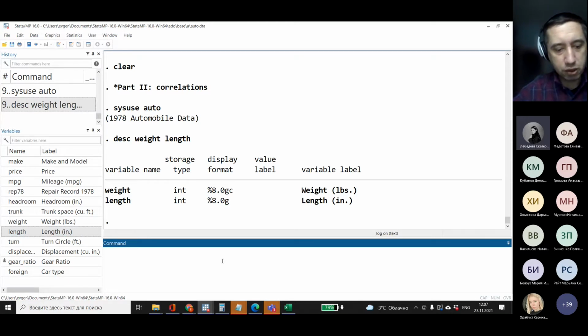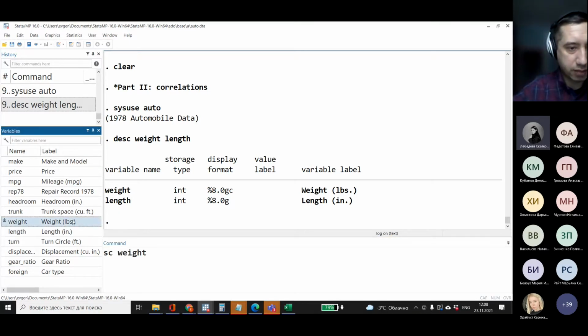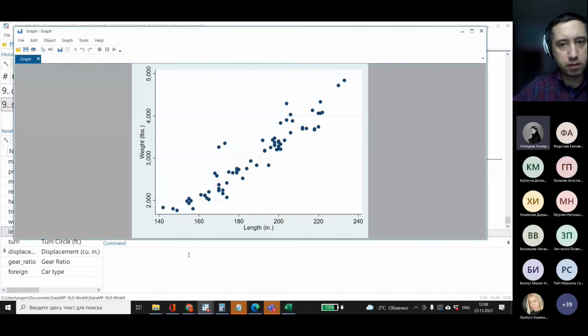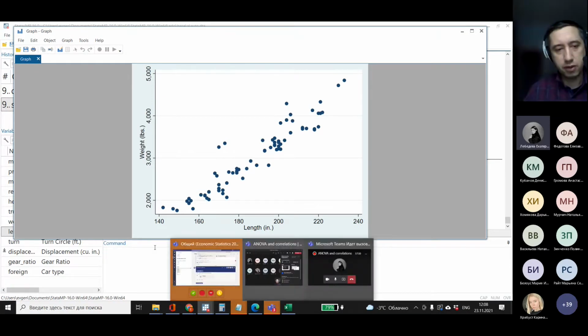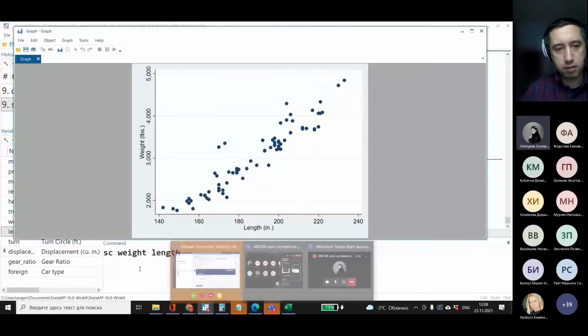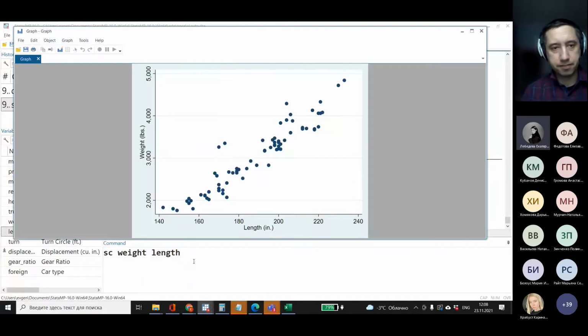To create a scatter plot in Stata, you should type sc, which is a short name of the scatter plot command, and next you should list the variables you want to use: weight, length. Please create the same chart. Type plus if you are ready.